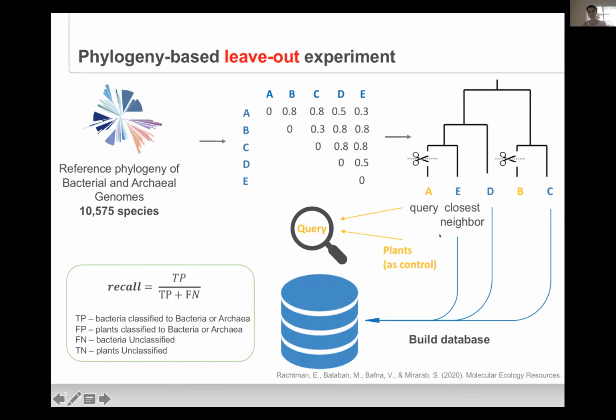In addition, we also added a set of sequencing reads from plants to our query set. The notion was that plants are substantially far from everything that we have in the database. So when you have a plant read being classified, it means that this is most likely a false positive. Setting this experiment up this way allowed us to evaluate recall and false positive rate.